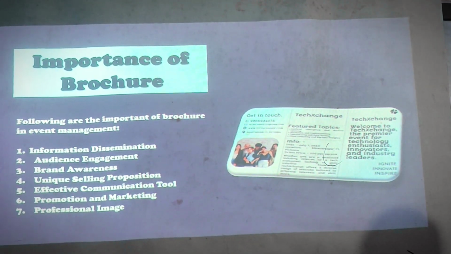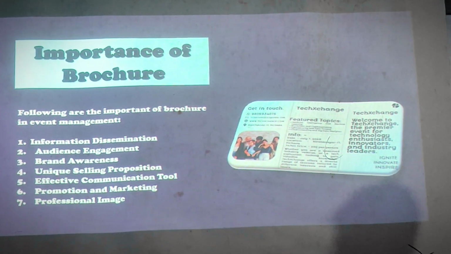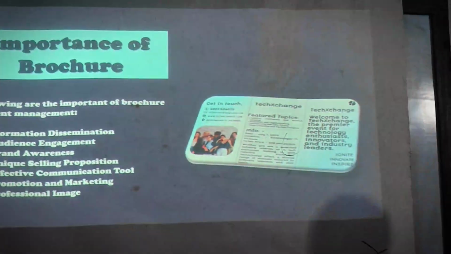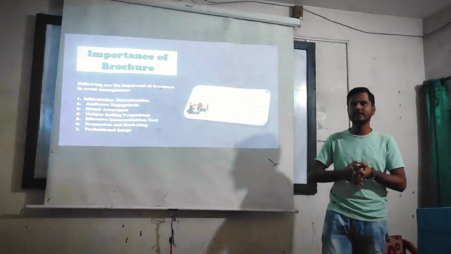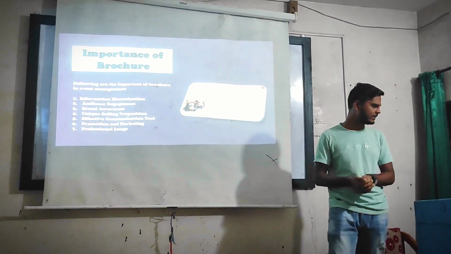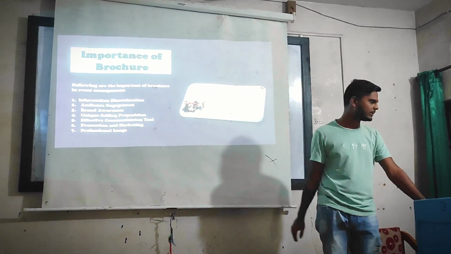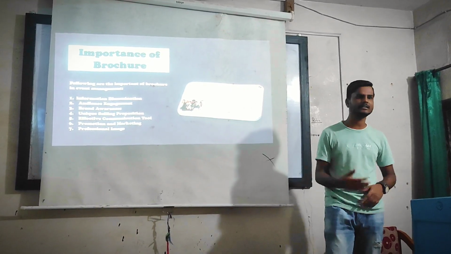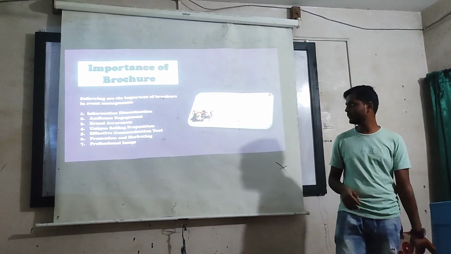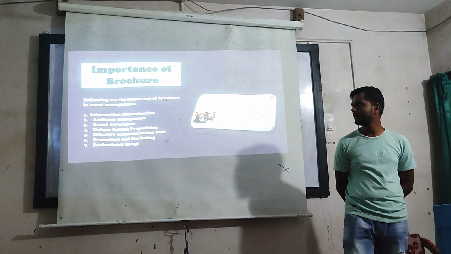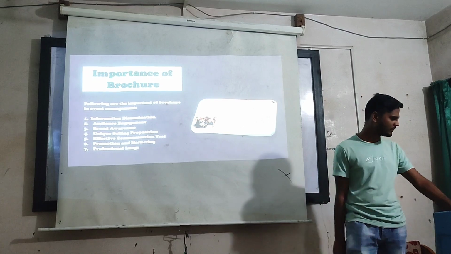Effective communication tool. The major thing of making a brochure is communicating about our event to the attendees and other stakeholders of an event. We can communicate it through social media or templates or direct mail. Same thing is here, promotion and marketing. We can promote our event through social media or direct mail. And simply, professional image. When we create a brochure, it will reflect how professional we are.